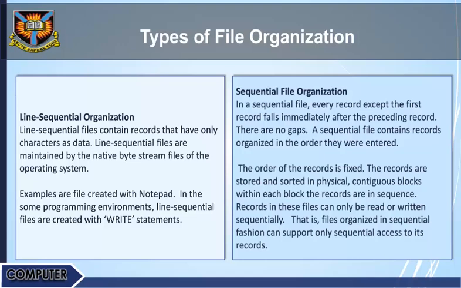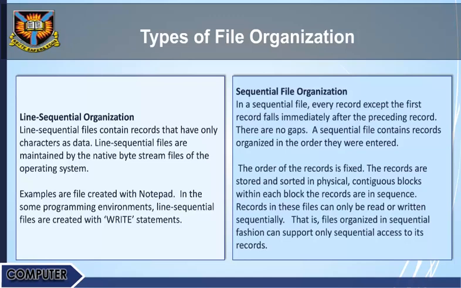Sequential file organization. In a sequential file, every record except the first record falls immediately after the preceding record. There are no gaps. A sequential file contains records organized in the order they were entered. The order of the records is fixed. The records are stored and sorted in physical contiguous blocks. Within each block, the records are in sequence.